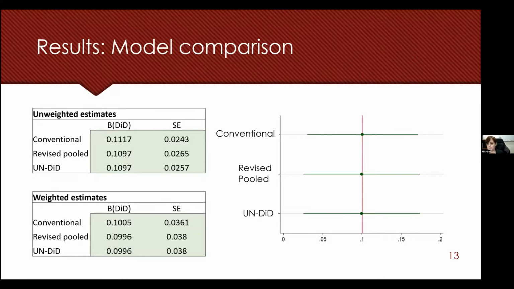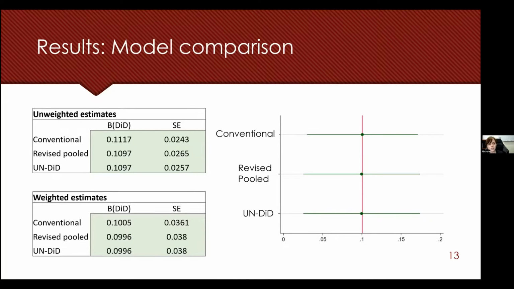And here is probably the least exciting plot I've ever put together in my life. So this is our model comparison, showing you what happened when we're looking at the conventional versus the revised pooled versus the UNDID method. So our three different flavors, essentially, of diff and diff. I'm showing both unweighted and weighted estimates here, just to give you a sense of whether that made any difference. And it really didn't.